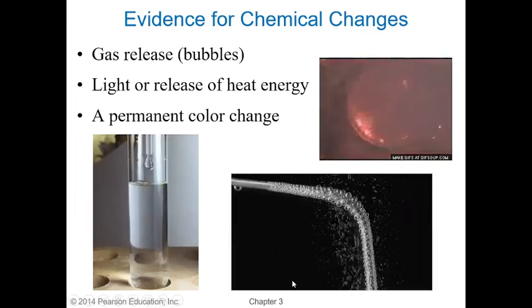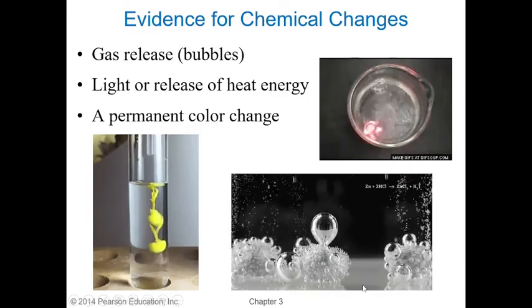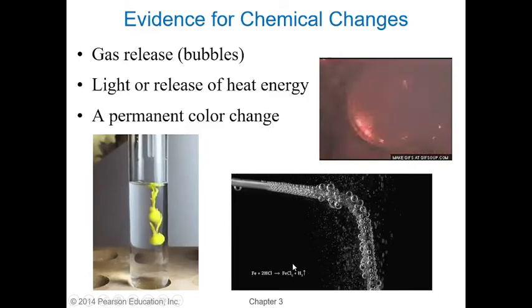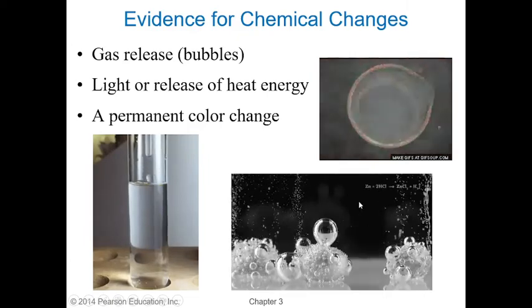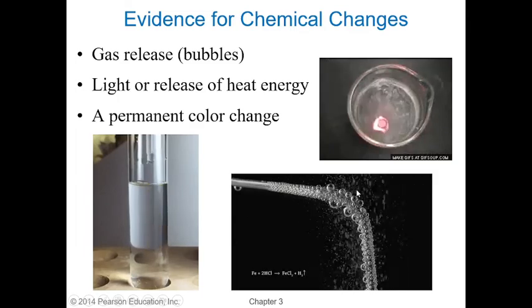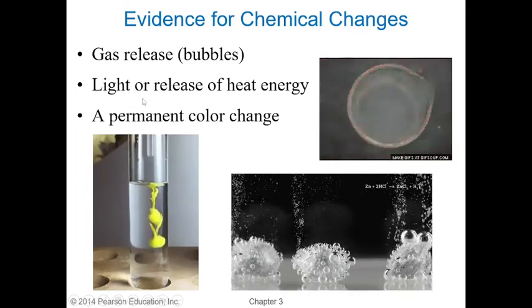So for example, this is iron in hydrochloric acid or zinc in hydrochloric acid. As you can see, there's a vigorous bubbling. Okay, so may vigorous bubbling. And ano yung na-produce na gas dyan? That is hydrogen gas. There's also light or release of heat energy.